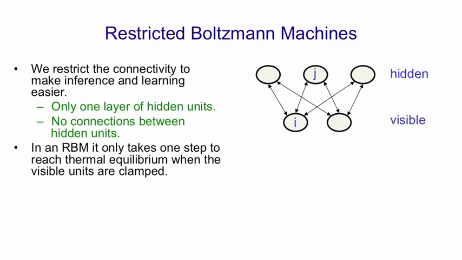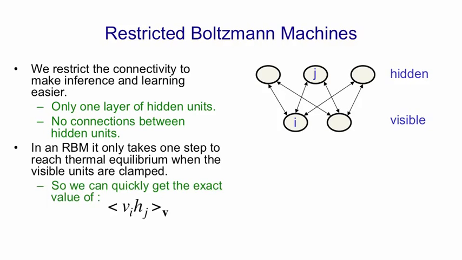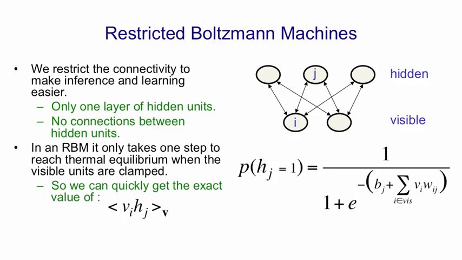The good thing about an RBM is that if you clamp a data vector on the visible units, you can reach thermal equilibrium in one step. That means with a data vector clamped, we can quickly compute the expected value of vi hj, because we can compute the exact probability with which j will turn on, and that is independent of all the other units in the hidden layer. The probability that j will turn on is just the logistic function of the input that it gets from the visible units, and quite independent of what other hidden units are doing. So we can compute their probabilities all in parallel, and that's a tremendous win.